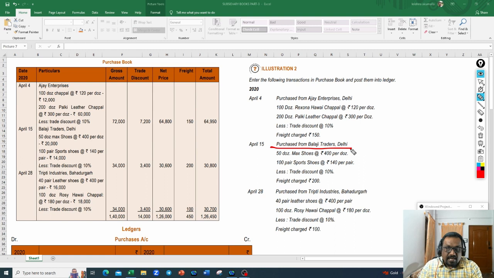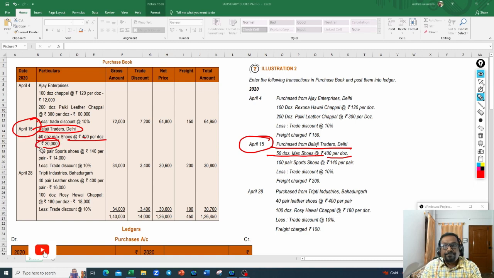Purchased from Balaji Traders. So Balaji Traders, Delhi, we mentioned here. What date? April 15th. Mention the date here as April 15th. Clear? Then 50 dozens of MAC shoes, 400 rupees per dozen. 50 into 400, 20,000 rupees.